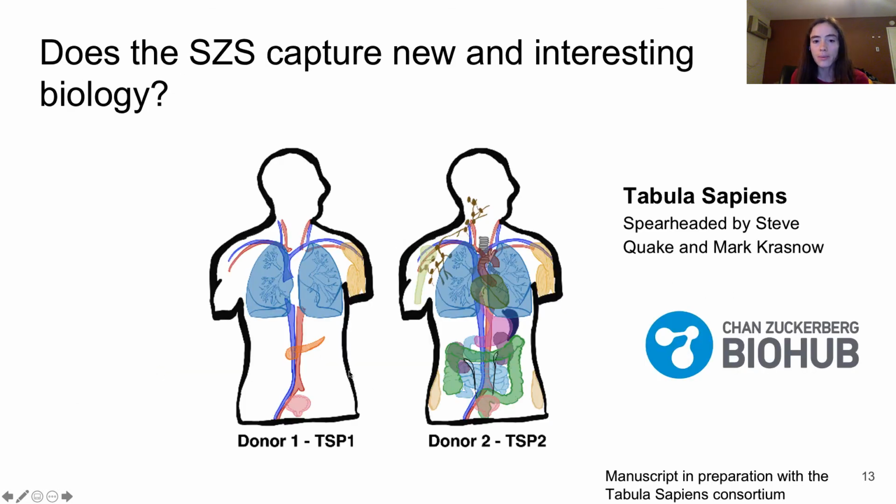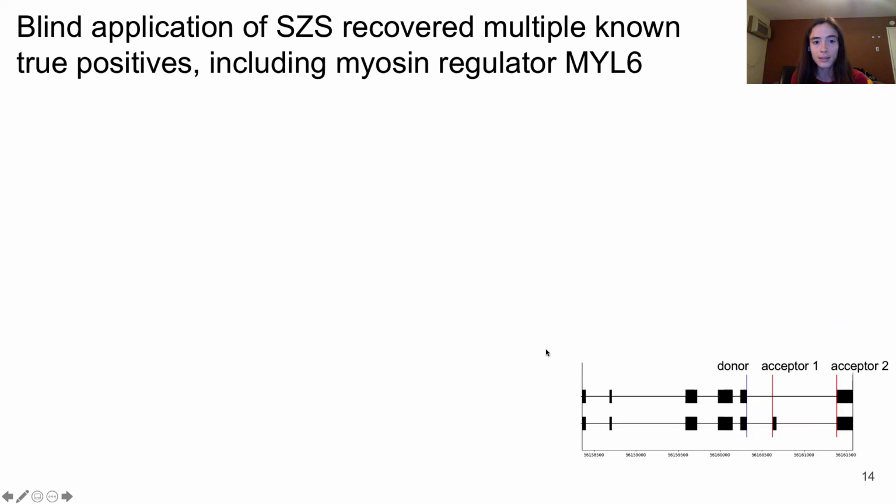After we developed this method, we wanted to discover, does it actually capture new and interesting biology? To answer this question, we analyzed hundreds of thousands of cells sequenced using the 10x platform from the Tabula Sapiens cell atlas. When we applied the SZS method blindly to the Tabula Sapiens dataset, we identified multiple known true positive genes, including the myosin regulating gene MYL6, which was the gene that was differentially alternatively spliced in the greatest number of cell types.